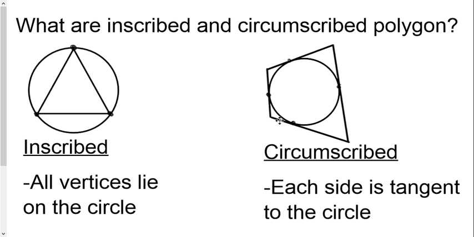When it's circumscribed, that means the shape is on the outside. So all the sides of a circumscribed polygon are tangent to the circle. So if you remember it, inscribed, there's that first word there, in. It's inside the circle. And then the circumscribed, you kind of have the beginning of circumference. So if you remember, it's on the outside of the circle. And since they're tangent, they only touch the circle once.